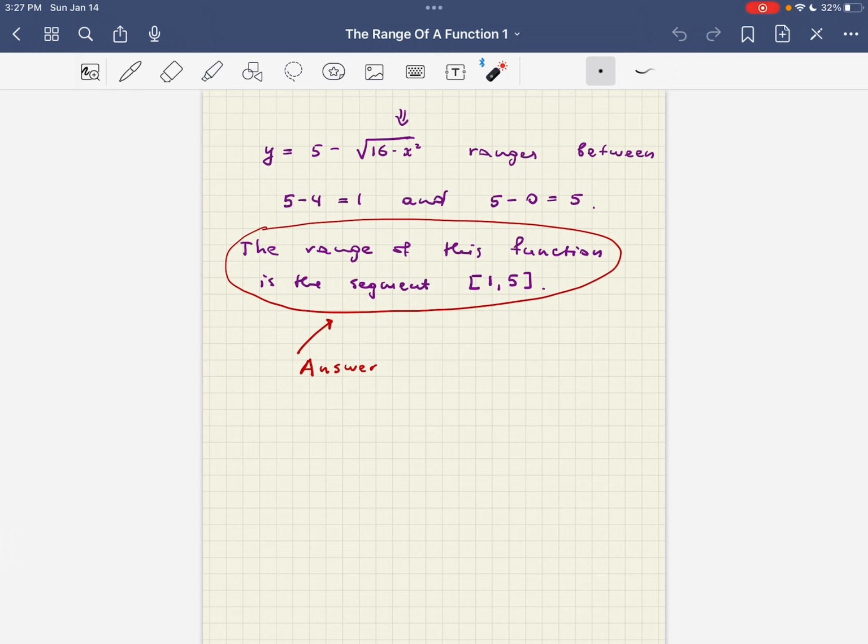Next, if we look at the formula for our function, once we've computed the square root of 16 minus x squared, to calculate the y values, we need to subtract the square root of 16 minus x squared from 5. In other words, when computing the y value, we're subtracting from 5 a number that is between 0 and 4. And therefore, the result will be anywhere between 5 minus 4, which gives us 1, and 5 minus 0, which gives us 5. So in other words, y values will range between 1 and 5, and this is the range of our function.